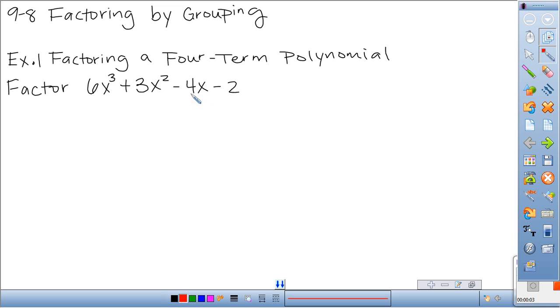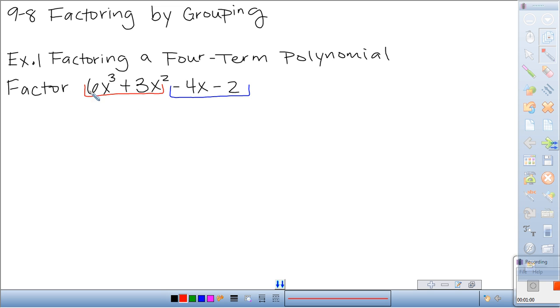So our only method for factoring a 4-term polynomial is a method called factoring by grouping, and that's the method we're going to learn today. The first thing I'm going to do is group my first 2 terms together, and then group my last 2 terms together. And then in each group, I'm going to pull out the GCF for that group.